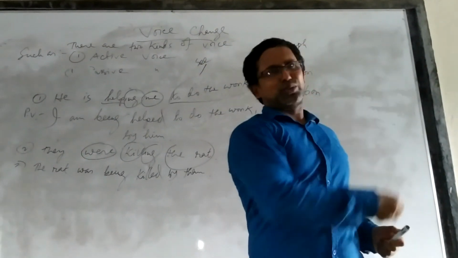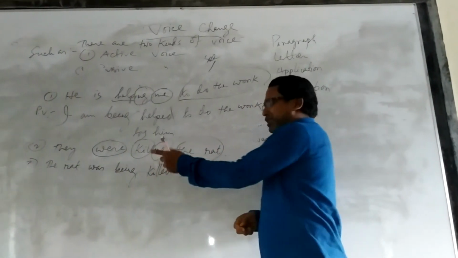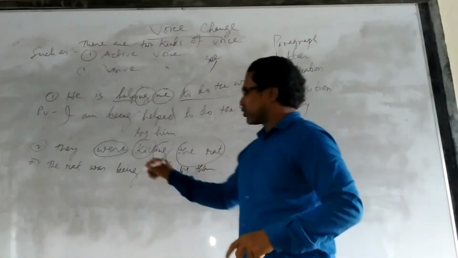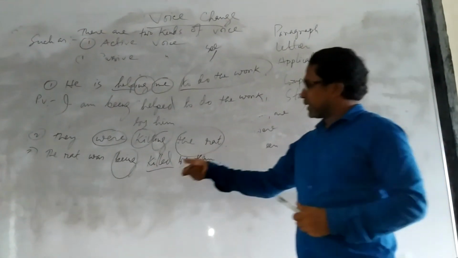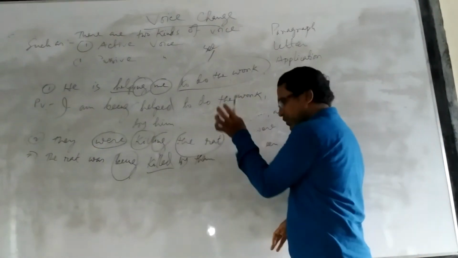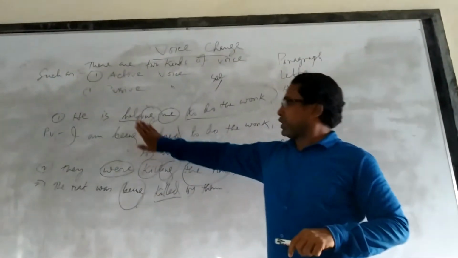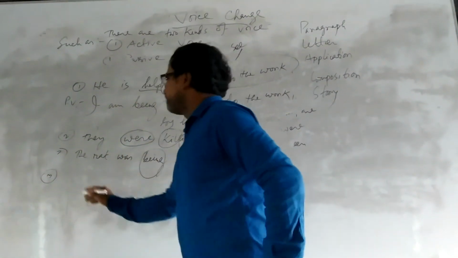Sharmi, a good student. You are a good student. We have used being here for ing. So kill has been turned into B3, then by, then they will be turned into them as an object. Is it? So my dear, have you understood this? Okay. Now come to the next one.